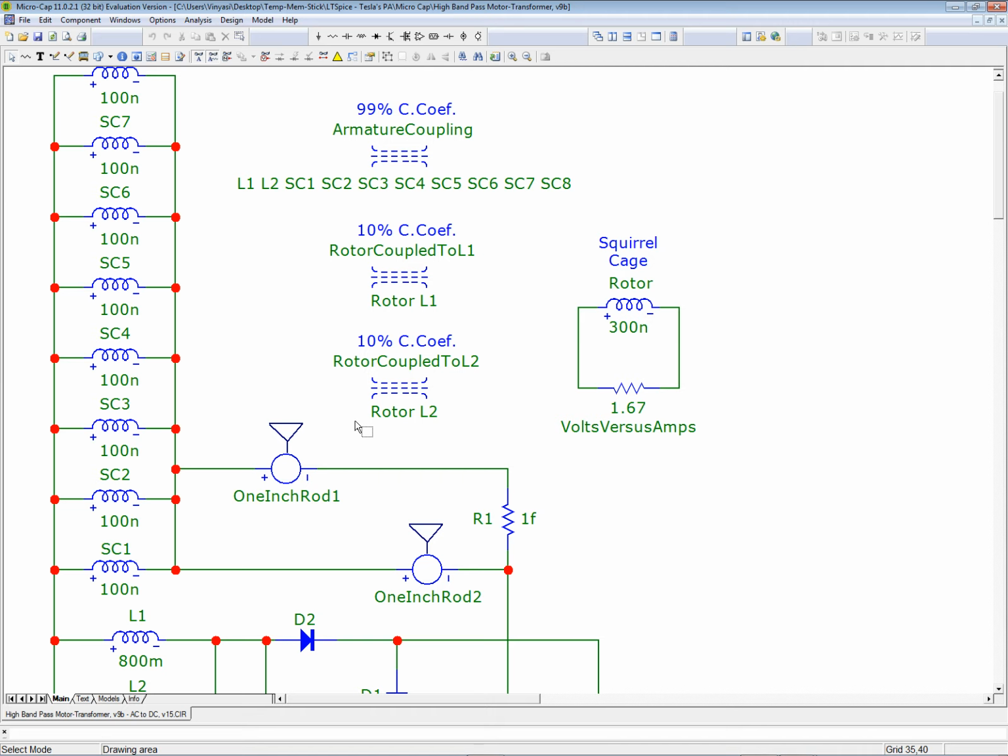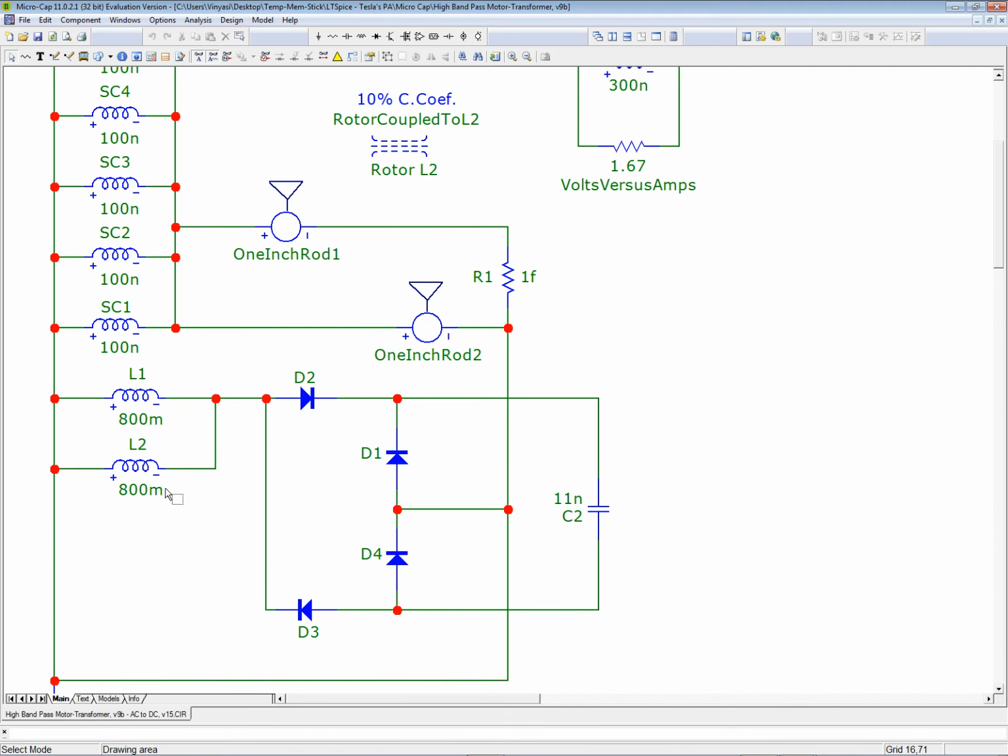This is the amazing thing about this. So you have to have an exact coupling coefficient of 10% between the rotor and each of the bifilar voltage coils, the main coils. And you have to have this AC to DC full bridge rectification involving 4 generic diodes. And then a regulating capacitor to regulate the peaks, the frequency and amplitude of the peaks.